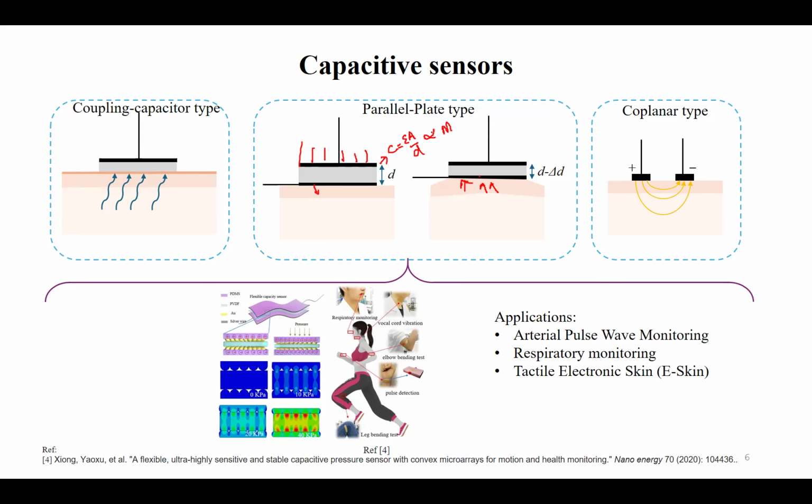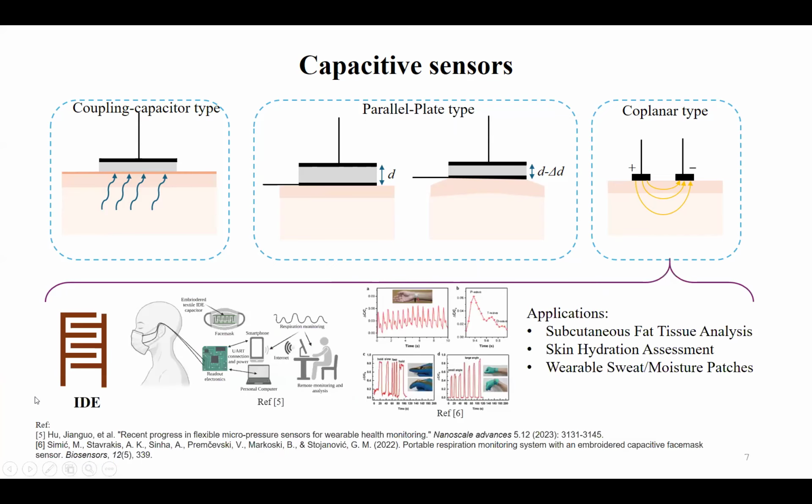So this is the variation of D. We can also have the variation in A in application. So this is another type. Most of the applications like pulse wave monitoring or respiratory monitoring or even electronic skin, in all we basically use this parallel plate type capacitive sensor, right? So that is a conventional way of measuring the capacitance.